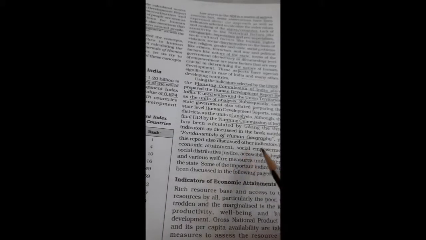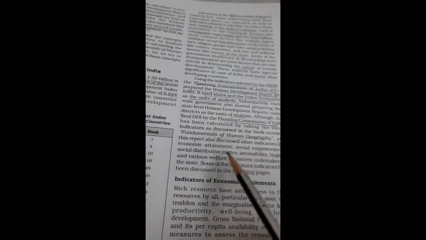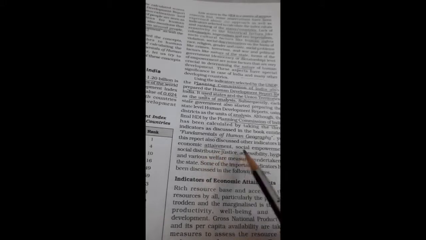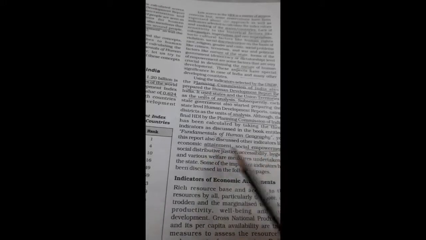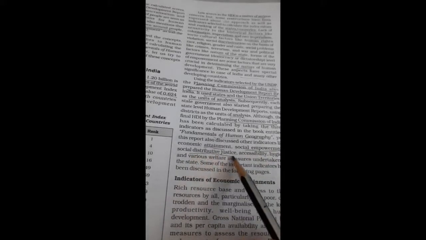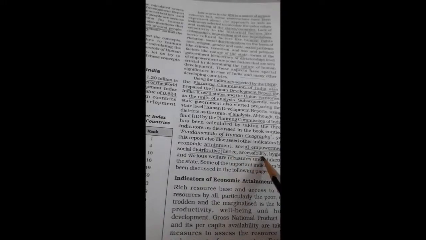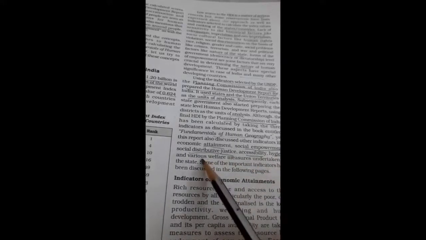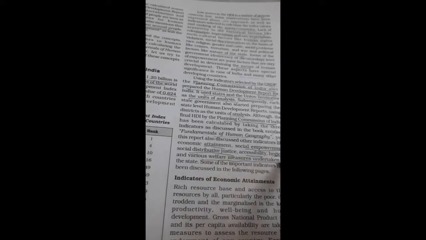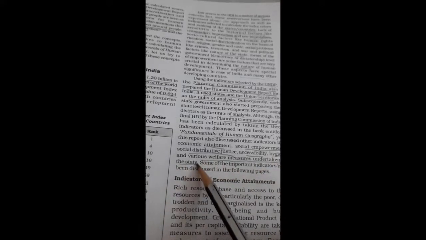Yet this report also discussed other indicators like economic attainment, social empowerment, social distributive justice, accessibility, hygiene, and various welfare measures undertaken by the state.